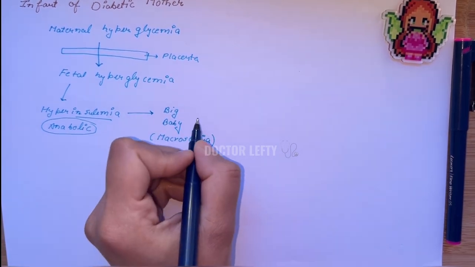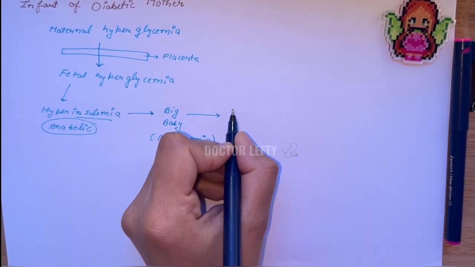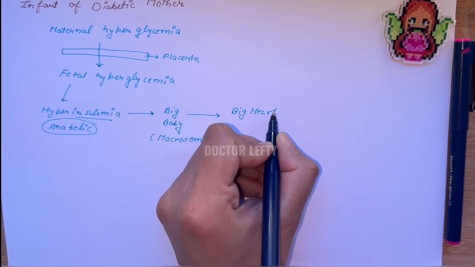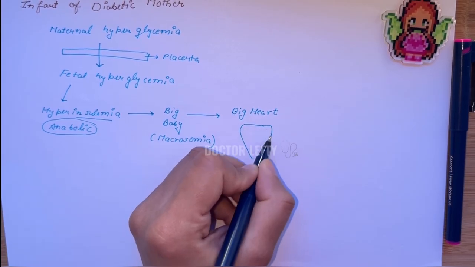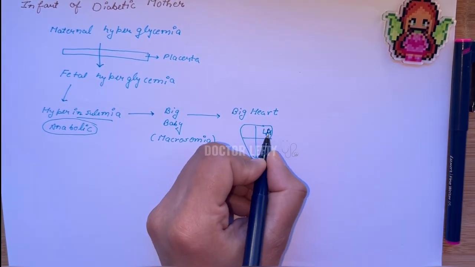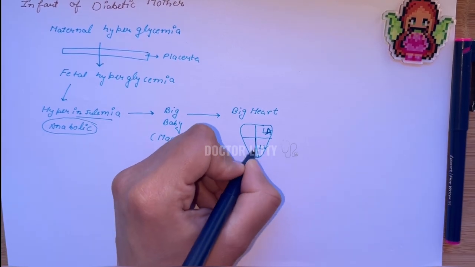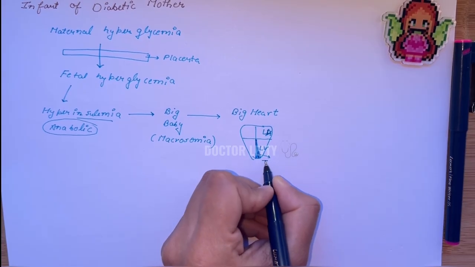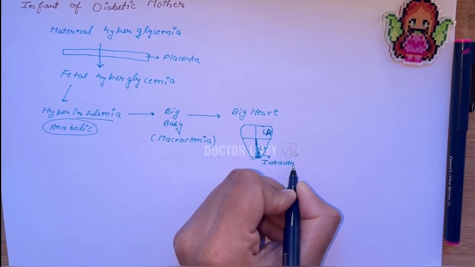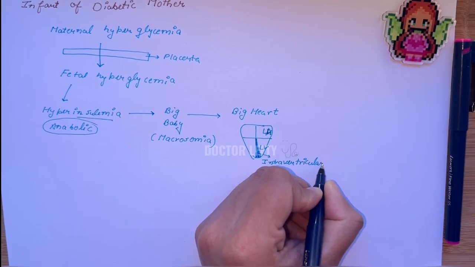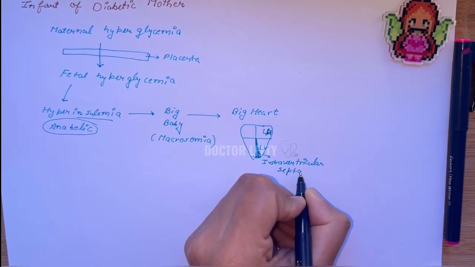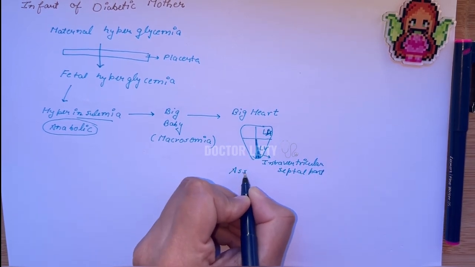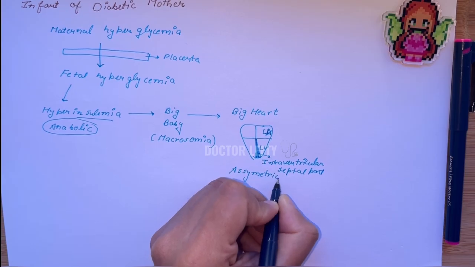So the next manifestation will be that the big baby will have a big heart. Not the entire heart is big. Suppose this is the heart. This is the left atrium, this is the left ventricle. So this particular part of the heart is big, which we call the interventricular septum. However, the entire septum is not appearing bulky. The upper part is less bulky and the lower part is more bulky. So we call it asymmetrical septal hypertrophy.